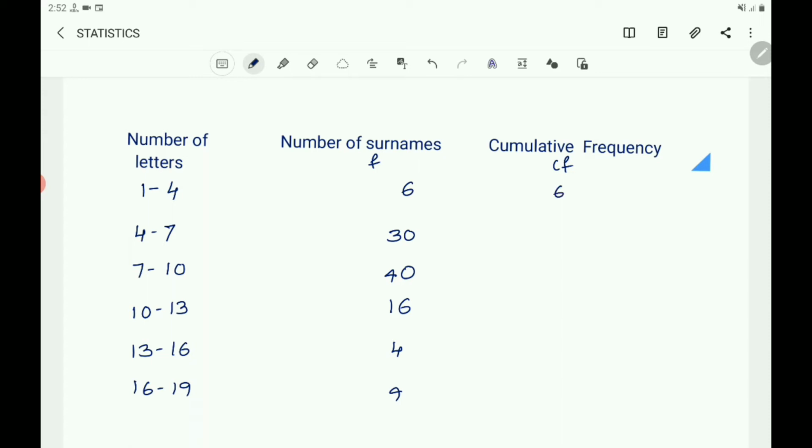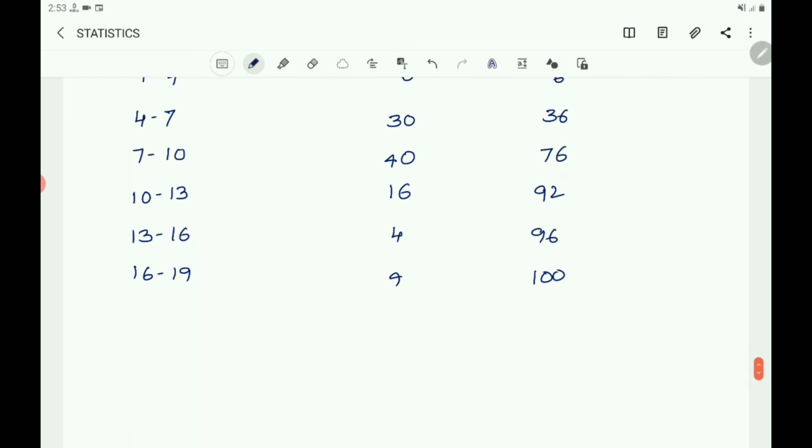First when you write, that is 6. Next 6 plus 30, 36. 36 plus 40, that is 76. 76 plus 16, 92. 92 plus 4 is 96. 96 plus 4 is 100. Here 100 surnames were randomly taken, so n equals 100 you take.